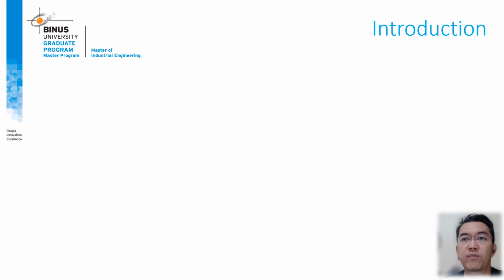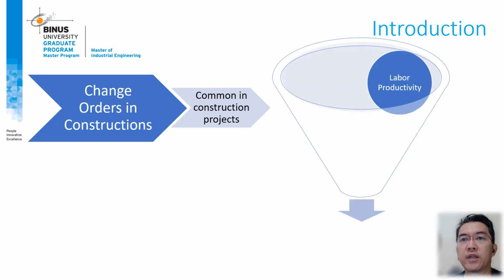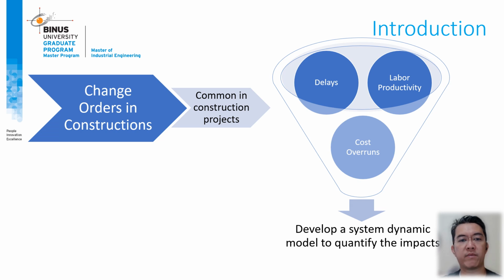In construction projects, change orders are a common occurrence. These orders, often issued by project owners, can disrupt the contractor's workflow, leading to productivity loss, delays, and cost overruns. The objective of this study is to develop a system dynamics model to quantify the impact of these change orders on labor productivity and provide insight for better project management practices.